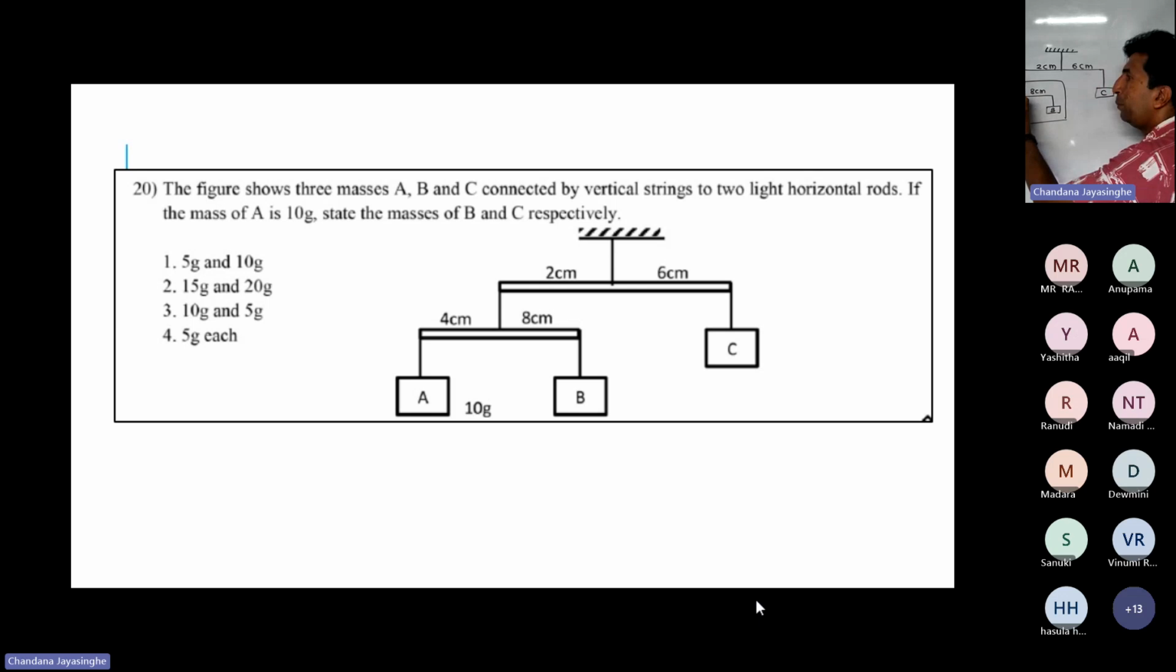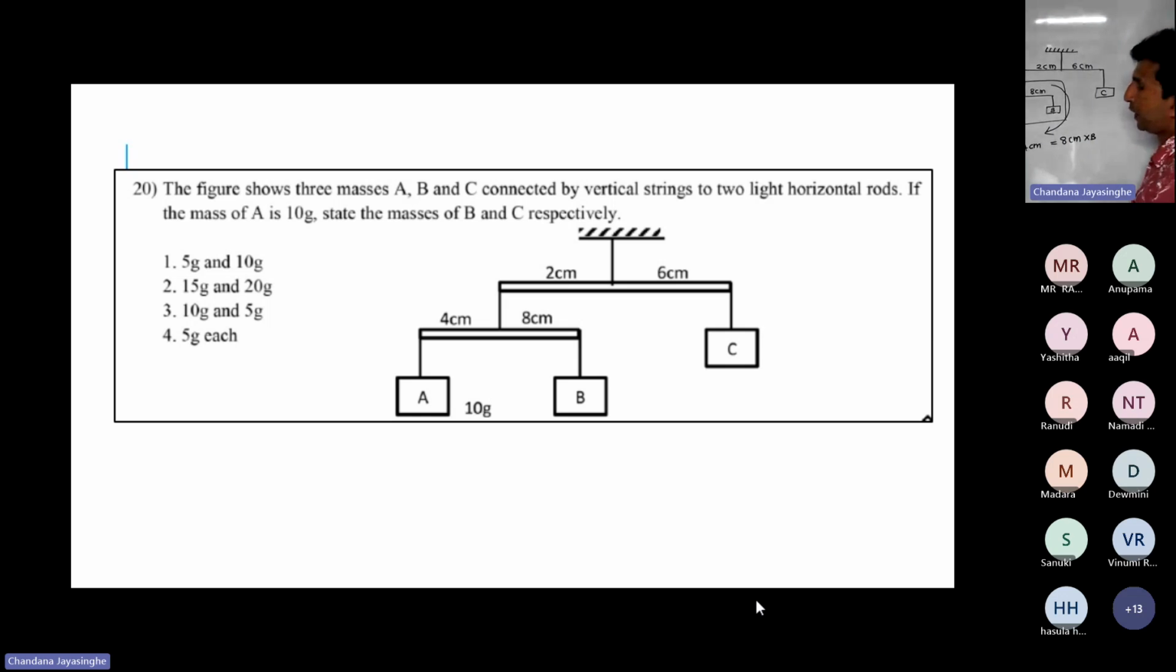Now, from here it pivots. So, clockwise moment means 8 into B. This means anti-clockwise. So, here the value: 10 gram into 4 centimeter equals 8 centimeter into B.